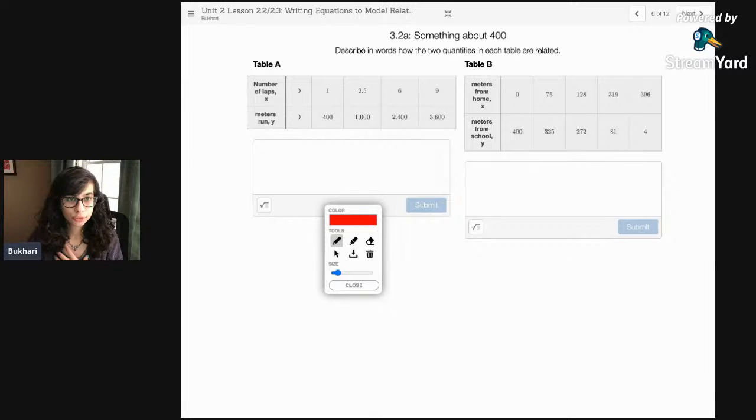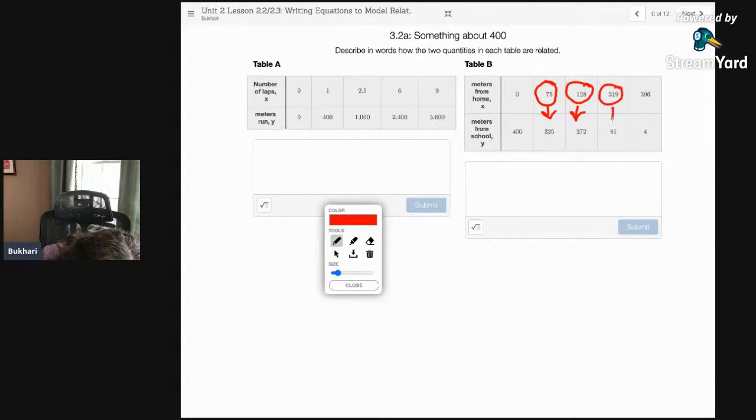If I'm 0 meters from home, I know that I am 400 meters away from school. So that's where I'm starting off. And as I move closer, the further away I move from home, the closer I get to school. And so you'll slowly start to notice there's a relationship between each of these things. I notice from 0 goes to 400.